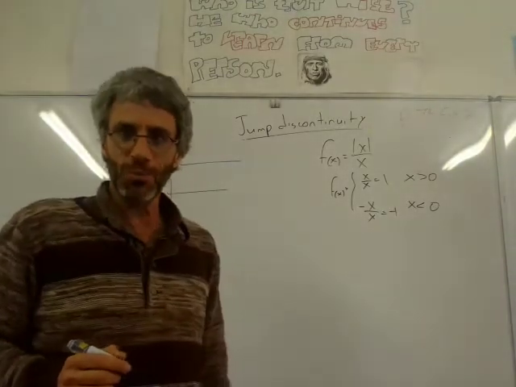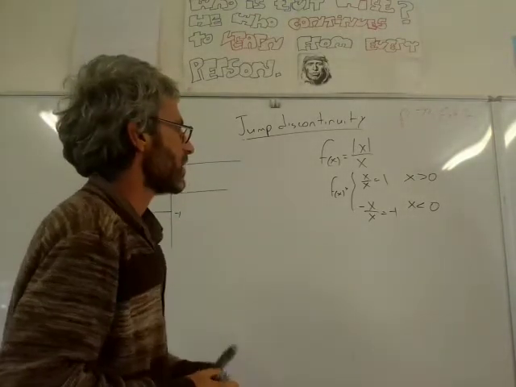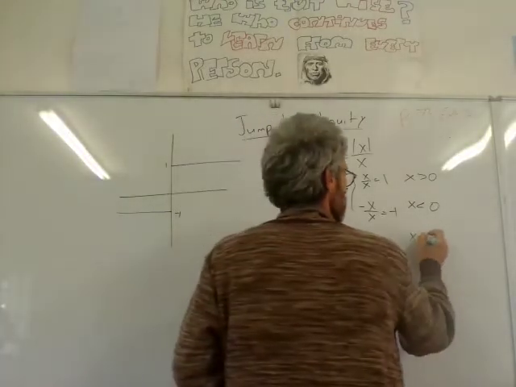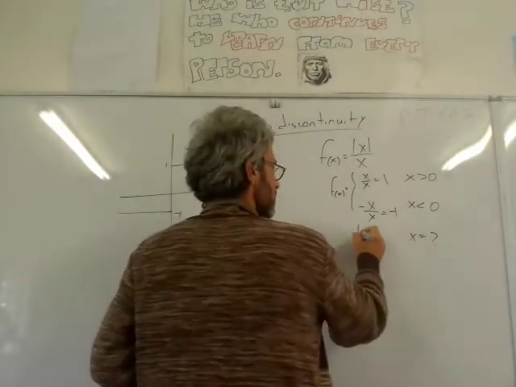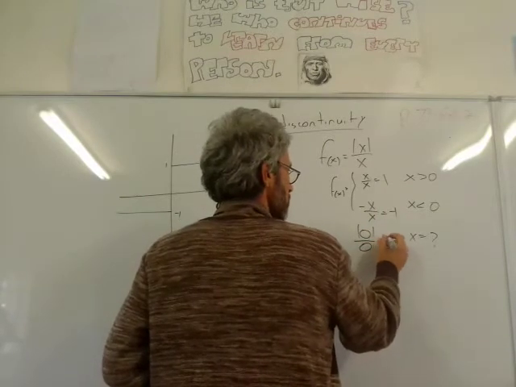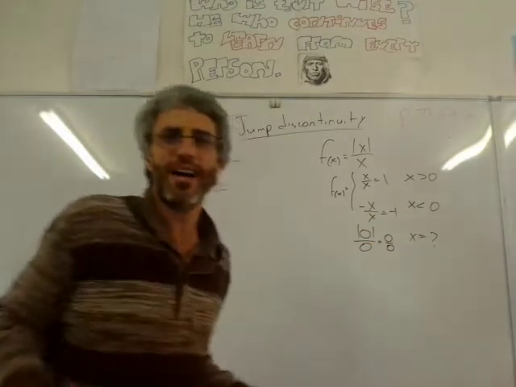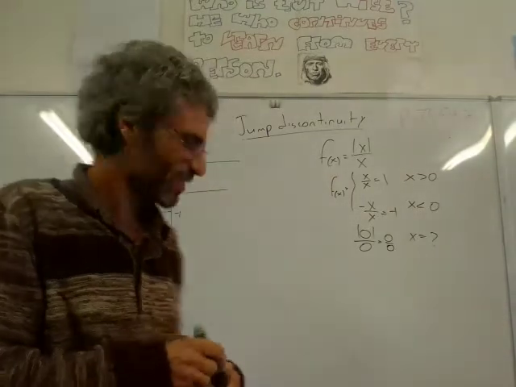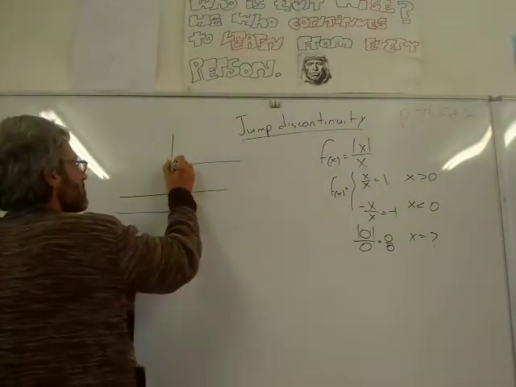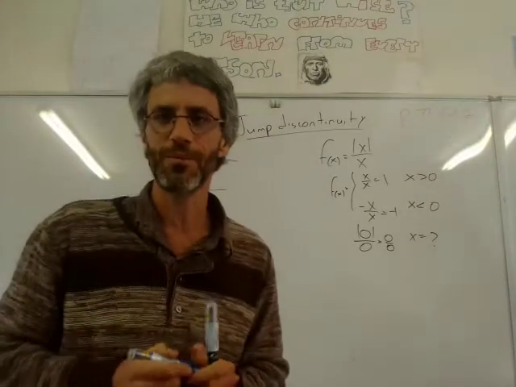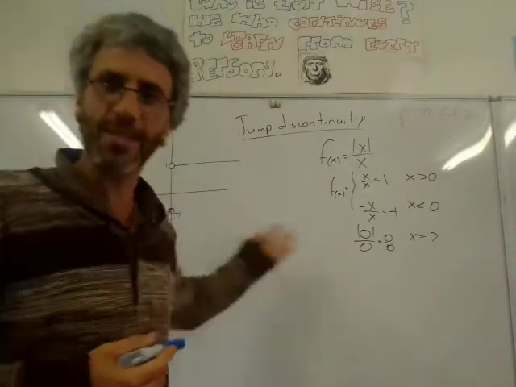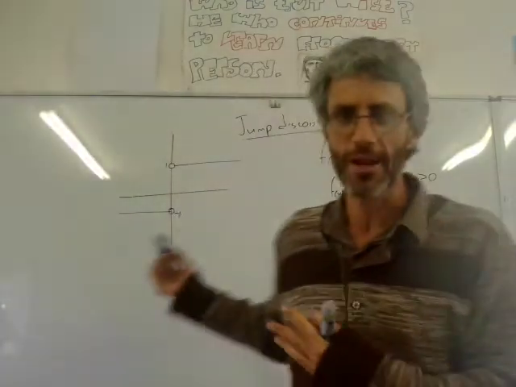What about 0? What if x is equal to 0? Well, if x is equal to 0, the absolute value of 0 divided by 0 is 0 divided by 0. It's not defined. So when I draw these things, I have to be very careful and put that white circle to say it's not defined at 0. Now, we've seen that. We drew that already. That should remind you of something.